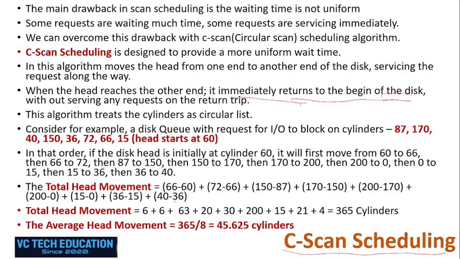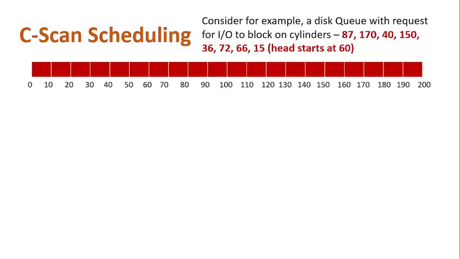Next, let's take an example problem, the same problem with the disk queue of input output requests for the cylinders 87, 170, 40, 150, 36, 72, 66, in that order, where the head starts at 60. If the disk head is initially at cylinder 60, it will first move from 60 to 66, then 66 to 72, 72 to 87, 87 to 150, 150 to 170, 170 to 200, then 200 to 0, then 0 to 15, then 15 to 36, and then 36 to 40. Let's check it with the example.